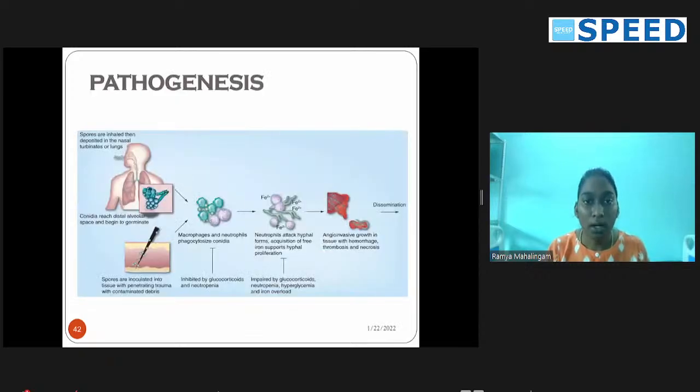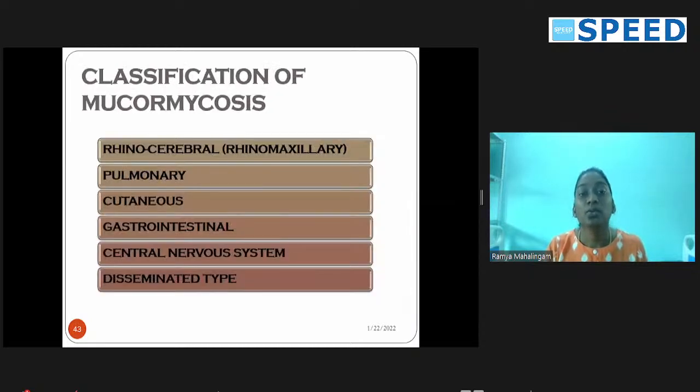What is the pathogenesis and what do these organisms depend on? They basically depend on the ferrous, that is iron. Only when they take up the nutrition from it can they grow and destroy the tissues. So what is the important common classification of mucormycosis? Very important, and the rhinocerebral type is the most common.